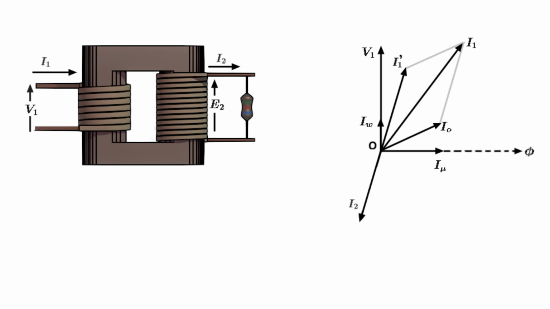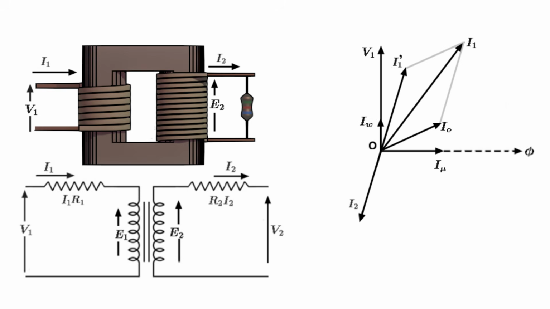Now consider the winding resistance. Both windings will have their own resistances. Let R1 be the resistance of the primary winding and R2 be the resistance of the secondary winding. Since windings are made of copper, they will always have inherent resistance, and the connecting leads will also have some contact resistance. These cannot be avoided. So transformer windings always have resistance.